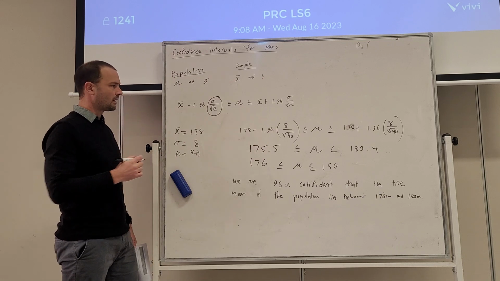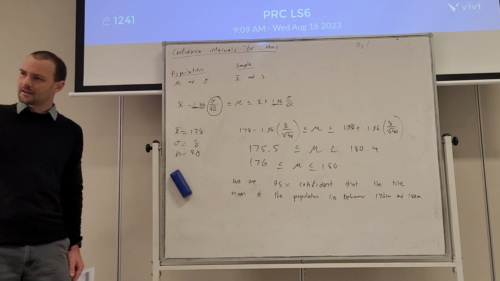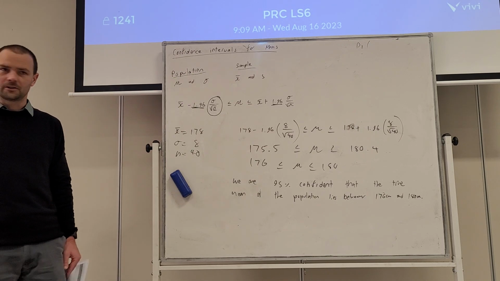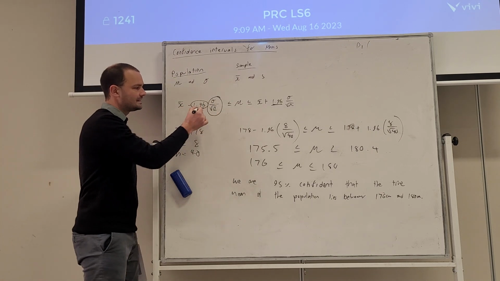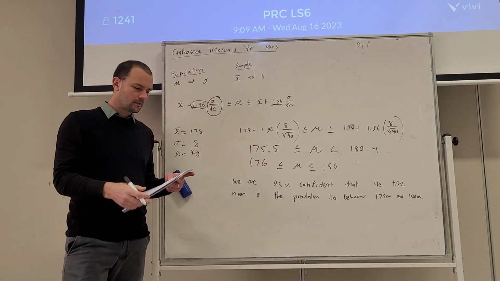The second thing to point out is this 1.96. Where does that come from? Because I said we can have other levels of confidence. And in fact, this number here dictates how confident we are going to be. So flick over the page.